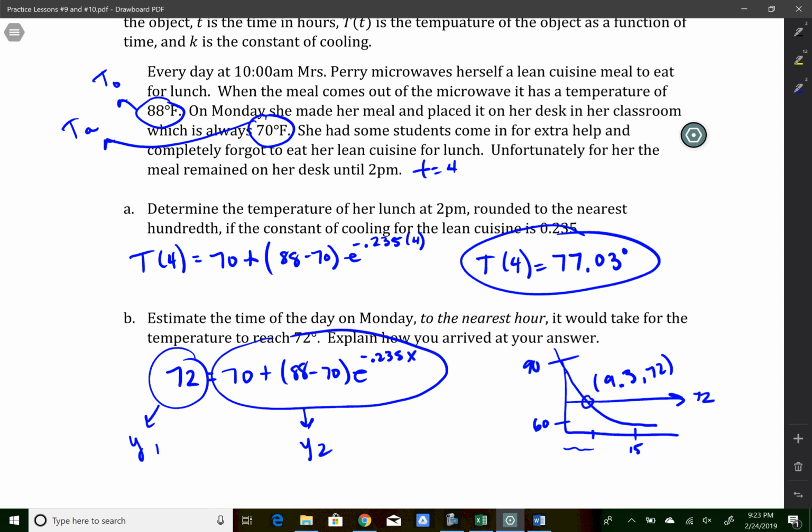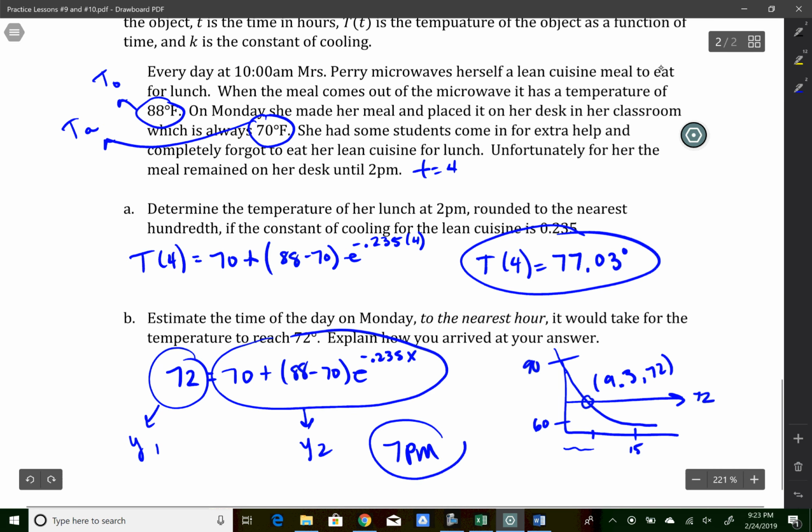So it says to the nearest hour, right? So estimate the time of the day on Monday to the nearest hour it would take for the temperature to reach 72 degrees Fahrenheit. So since it takes about 9 hours, if I start at 10 a.m. and I go 9 hours, it's going to be approximately 7 p.m. when it reaches that temperature. Actually, it would be a little bit more because of the 0.3, but it says to round, so we'll just round to nearest hour.